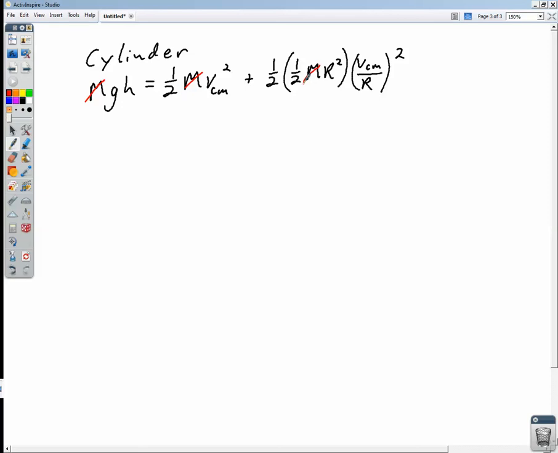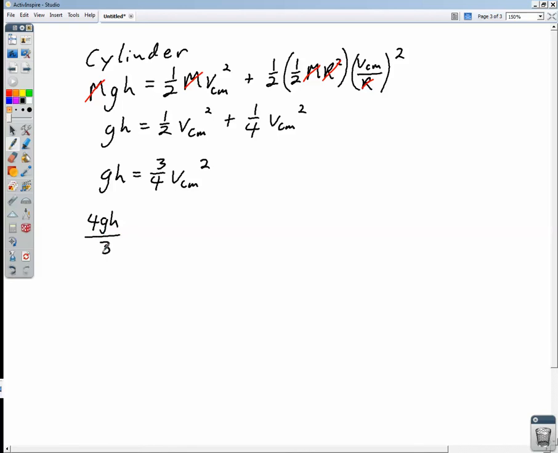Mass gets canceled out in every term. This r squared goes away, as does this r squared. So we end up with gh is equal to half VCM squared plus, this time, 1/4 VCM squared. So more simplification, gh is equal to half plus, let's see, 2/4 plus 1/4 is 3/4 VCM squared. And solving, we have 4gh over 3. Take the square root, and that is equal to VCM for the cylinder.